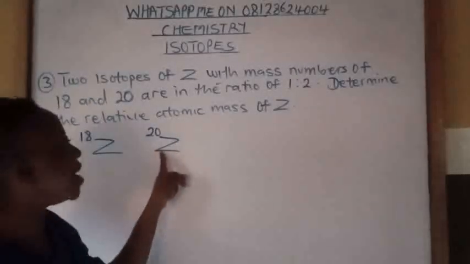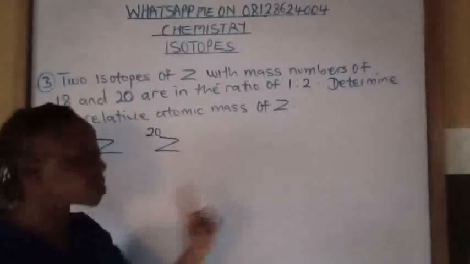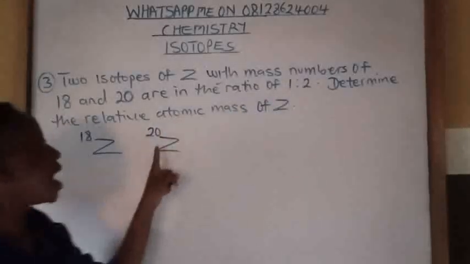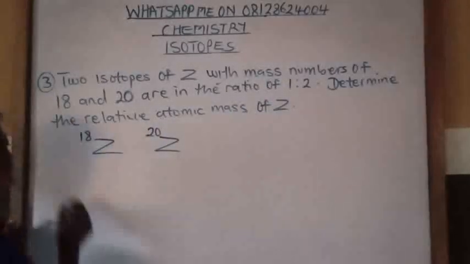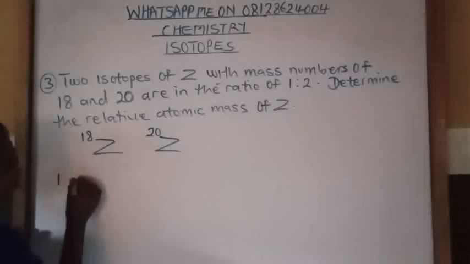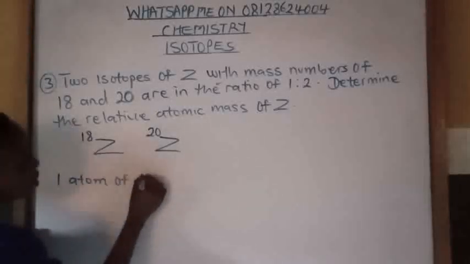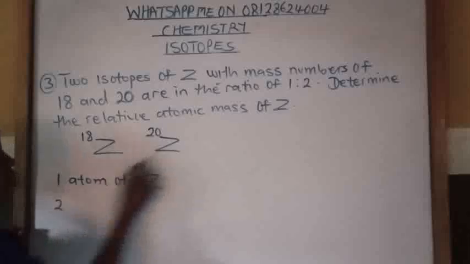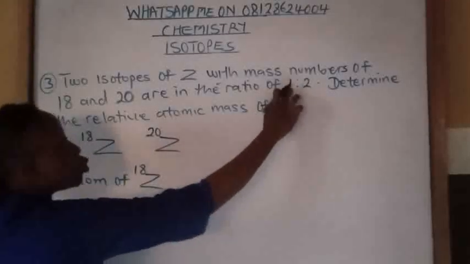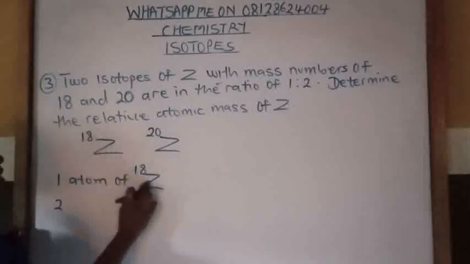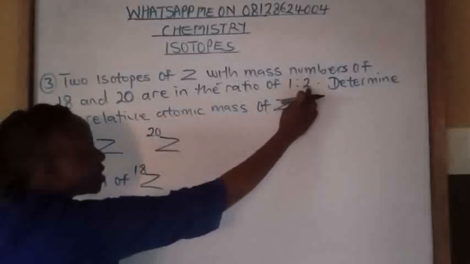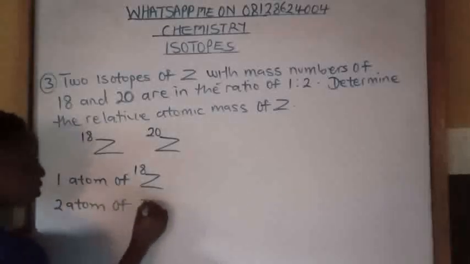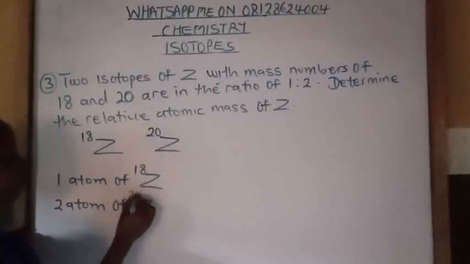So it shows that this element Z consists of 3 atoms. One atom has a mass number of 18 and the second atom has a mass number of 20. So 1 atom of Z has a mass number of 18. Then the second ratio means 2 atoms. 2 atoms of Z have a mass number of 20.